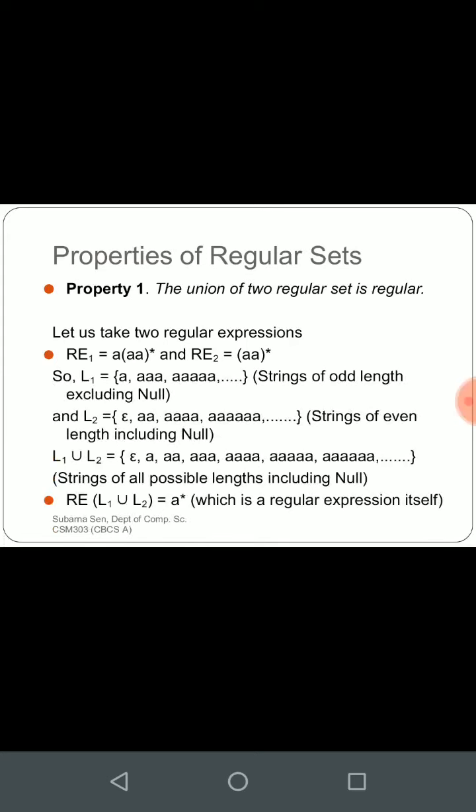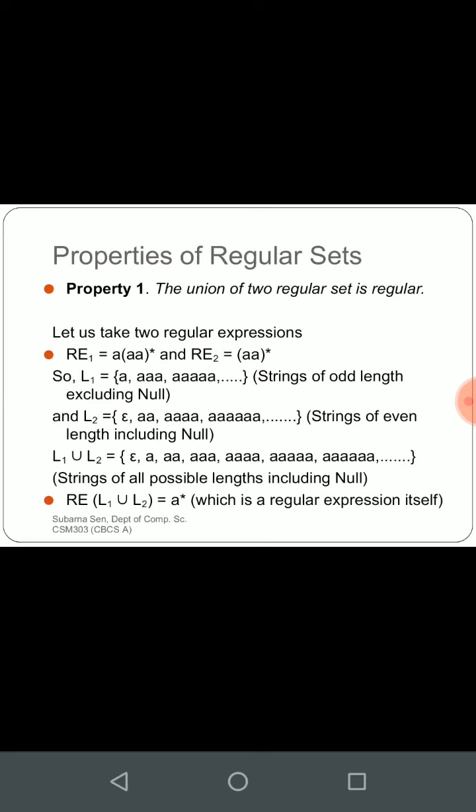Now we will go one by one. Firstly, we have to prove that the union of two regular sets is regular. So for your convenience, I have taken small examples and I have proved accordingly. First regular expression is a dot aa whole star. So what type of language will it generate? It will contain a single a first, then it can have any number of a's which is divisible by 2.